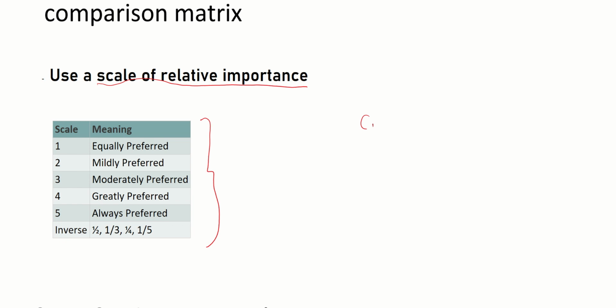So if I've got criteria 1, let's say this is criteria 1 and criteria 2, and I'm comparing between both of them, right? So if I put a 1 in my matrix, the value of 1, it means that both of them are preferred equally.